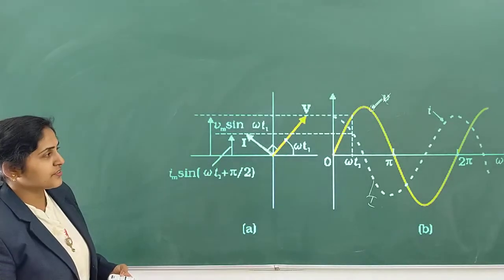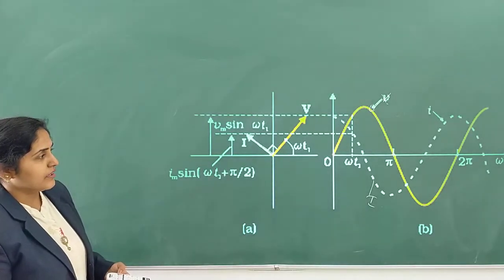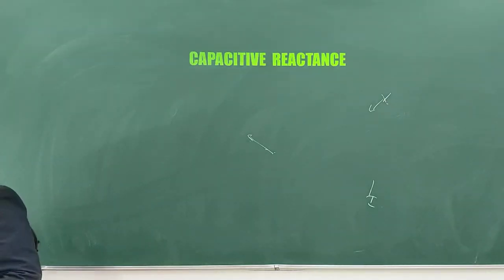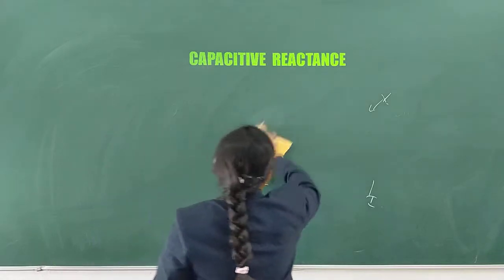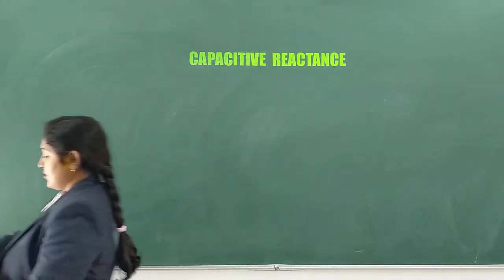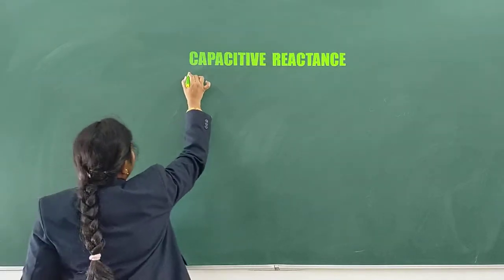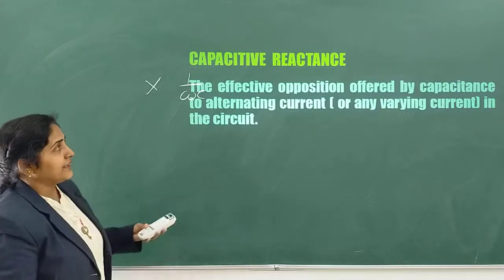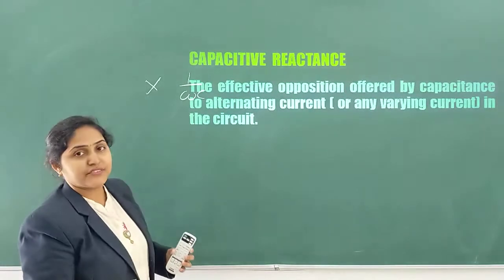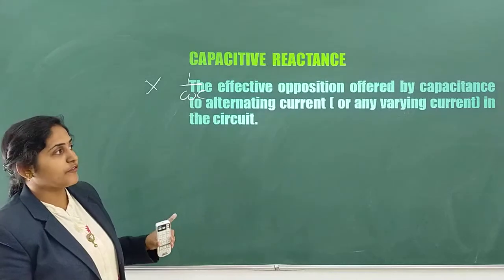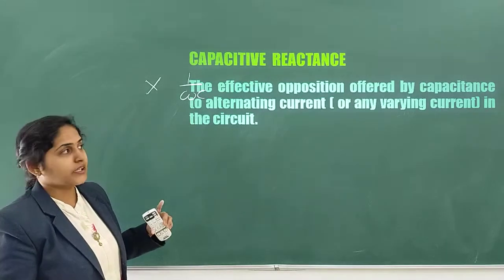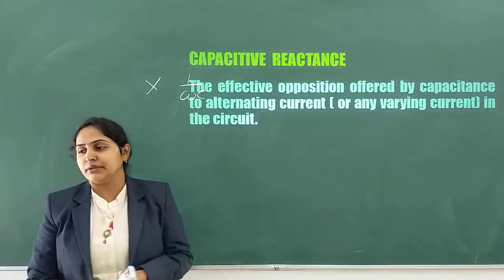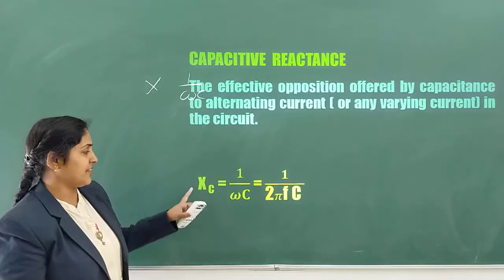Okay, now let's discuss capacitive reactance. So in the previous derivation we got 1 by omega c, which is equal to Xc. See, the capacitive reactance is nothing but the effective opposition offered by capacitance to alternating current or any other varying current in the circuit. So it is effective opposition, nothing but this capacitive reactance Xc.